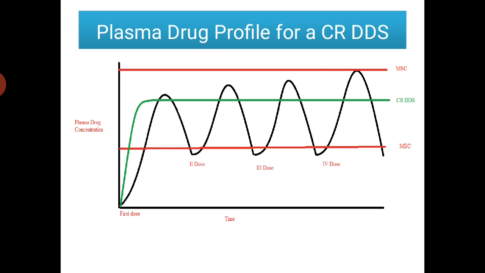That means the amount of drug released by the delivery system is independent of the amount of drug present in the delivery system. I'll repeat, the amount of drug released by the delivery system is independent of the amount of drug present in the delivery system.